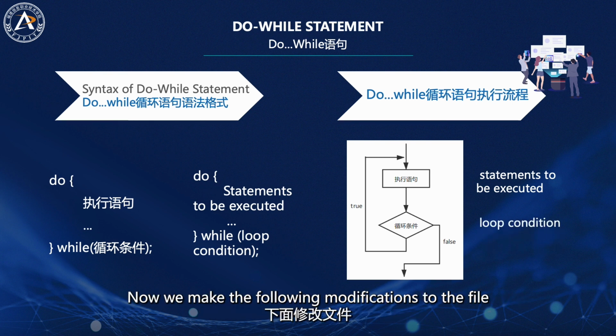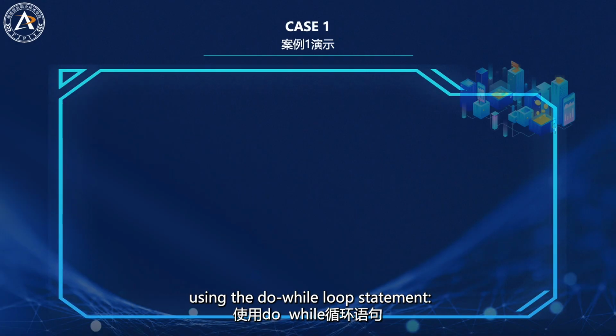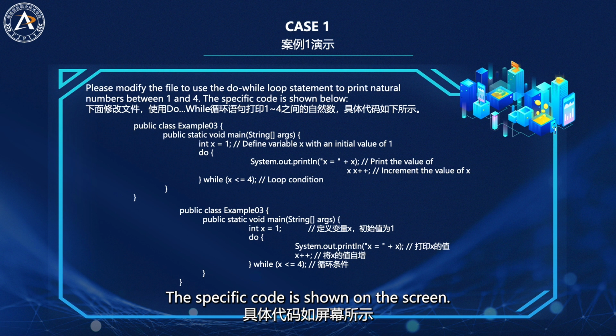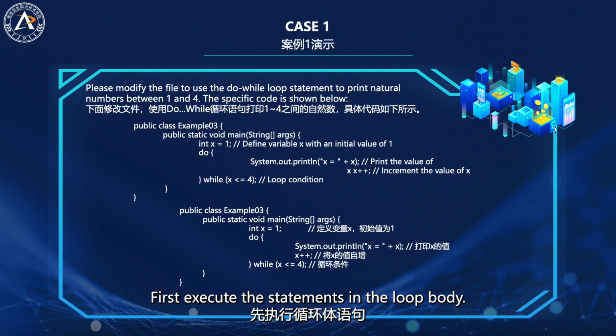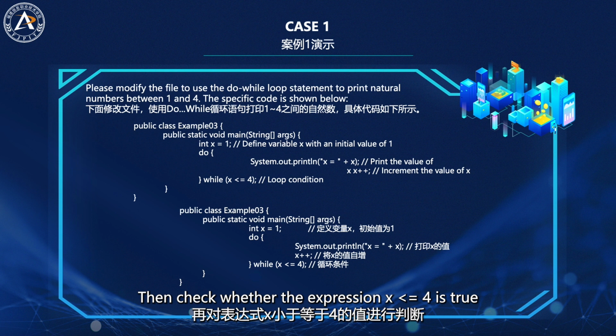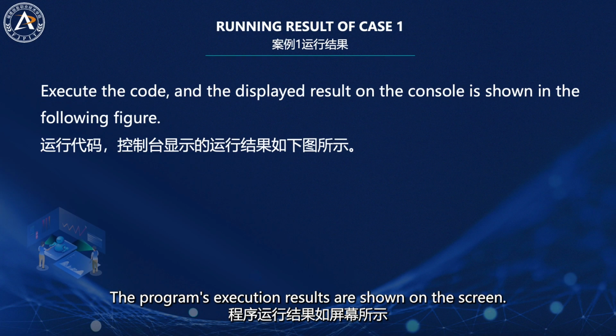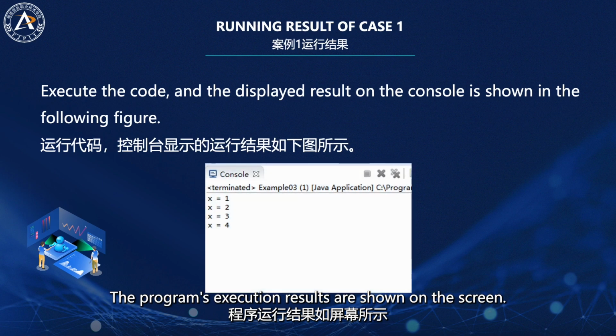Now, we make the following modifications to the file using the do-while loop statement. Print the natural numbers from 1 to 4. The specific code is shown on the screen. First, execute the statements in the loop body. Then, check whether the expression x <= 4 is true or false to decide whether to continue executing the loop body. The program's execution results are shown on the screen.